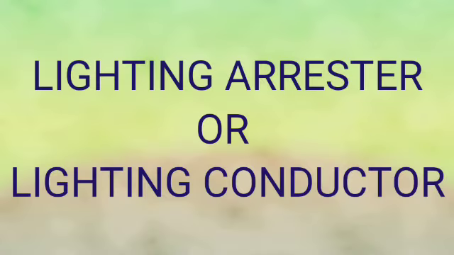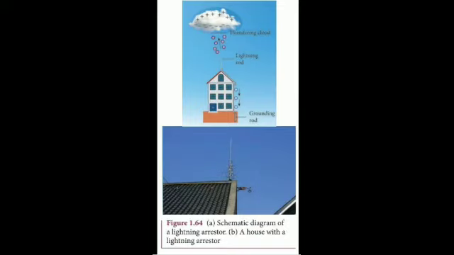The next, lightning arrestor or lightning conductor. This is a device used to protect tall buildings from lightning strikes. It works on the principle of action at points or corona discharge. This device consists of a long, thick copper rod passing from the top of the building to the ground. The upper end of the rod has a sharp spike or a sharp needle. The lower end of the rod is connected to a copper plate, which is buried deep into the ground.